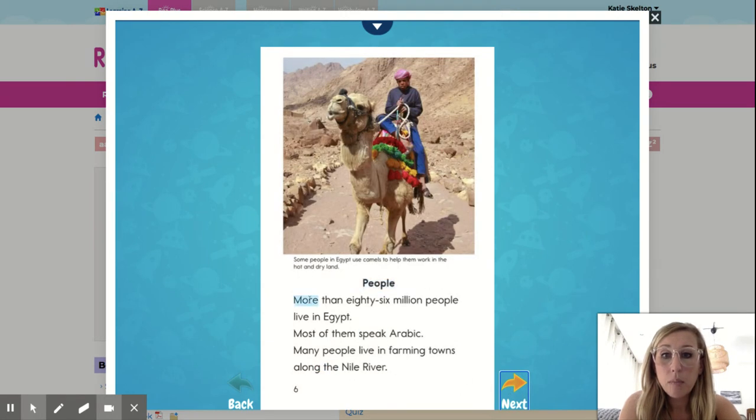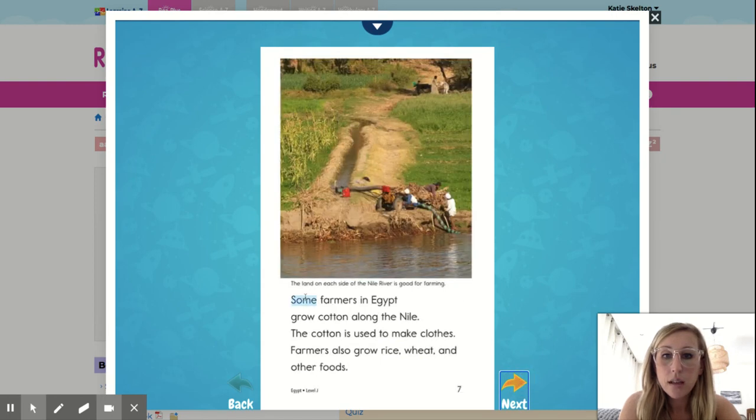People. More than 86 million people live in Egypt. Most of them speak Arabic. Many people live in farming towns along the Nile River. Some farmers in Egypt grow cotton along the Nile. The cotton is used to make clothes. Farmers also grow rice, wheat, and other foods.